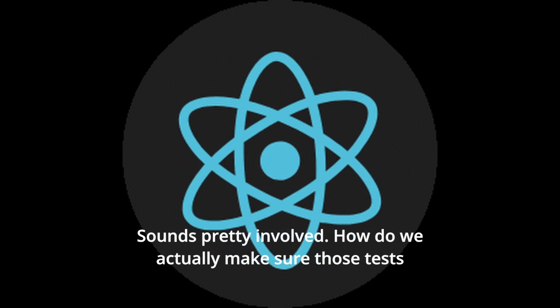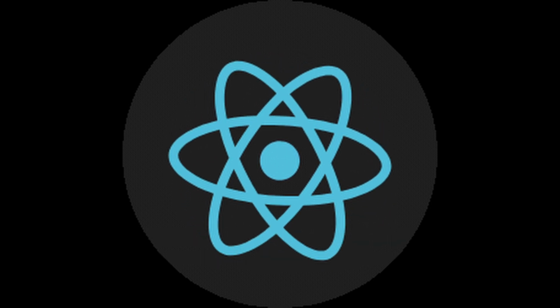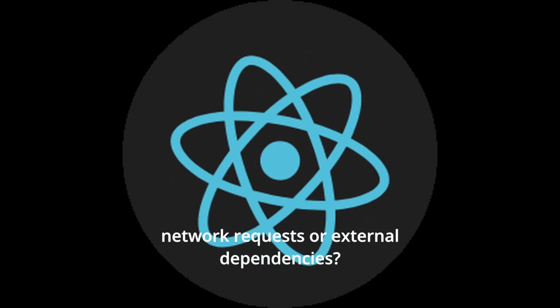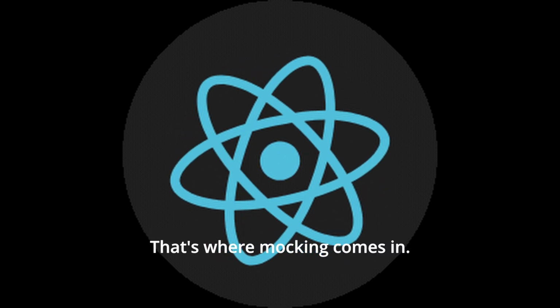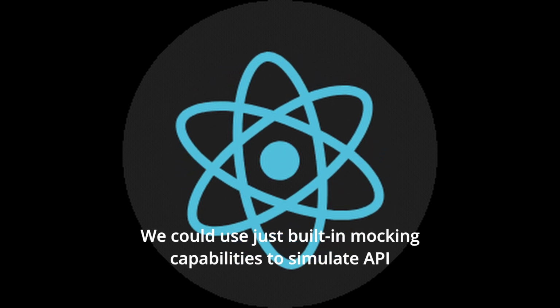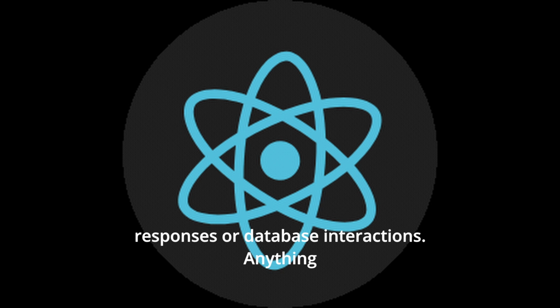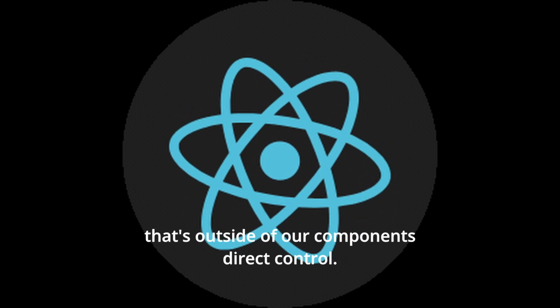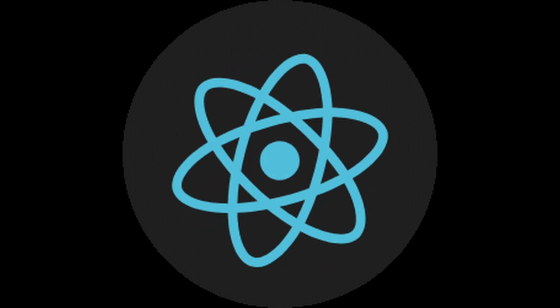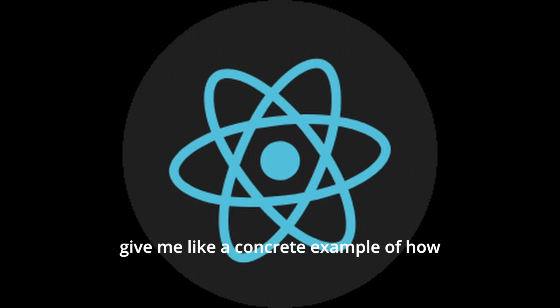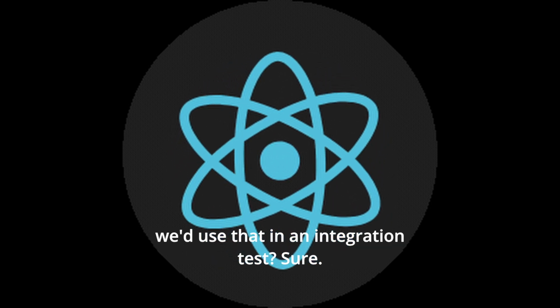Sounds pretty involved. How do we actually make sure those tests are reliable, especially when we're dealing with things like network requests or external dependencies? That's where mocking comes in. Mocking. We could use Jest's built-in mocking capabilities to simulate API responses or database interactions. Anything that's outside of our component's direct control. Okay, hold on. Mocking always trips me up a little bit. Can you give me a concrete example of how we'd use that in an integration test?